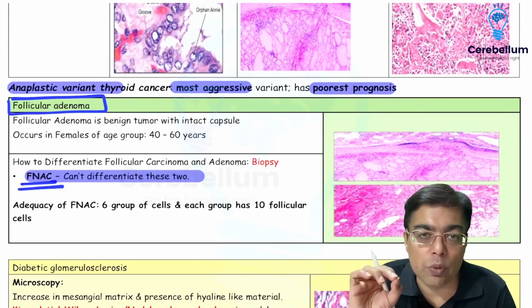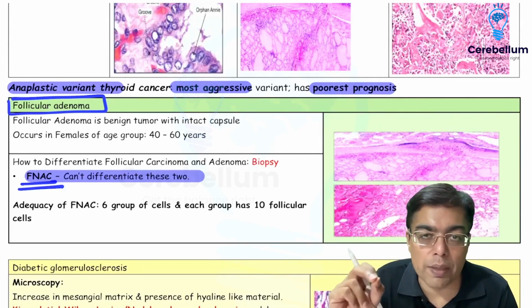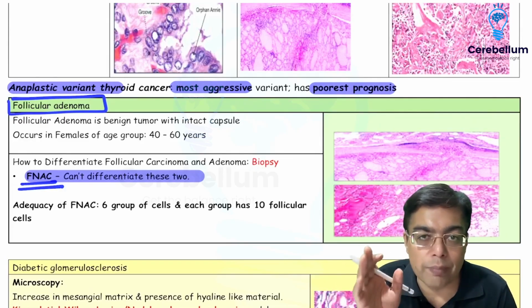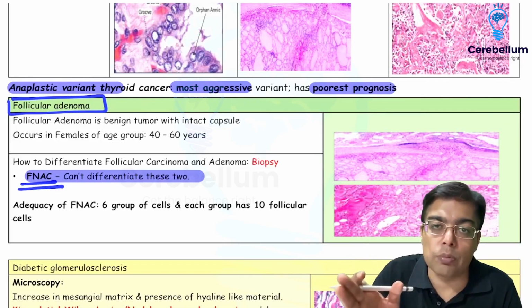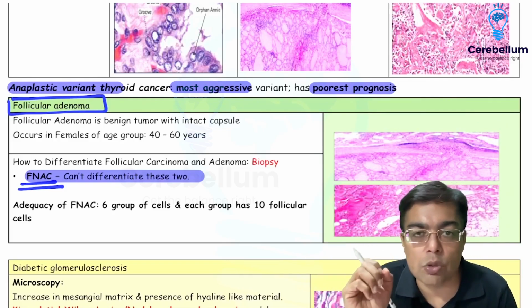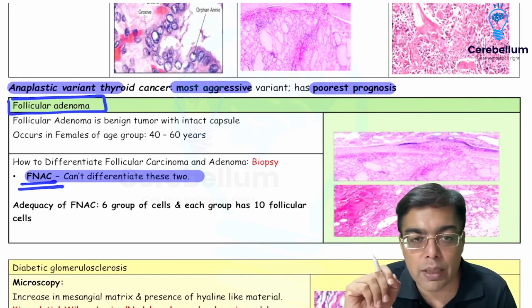One of the ways by which you can confirm the diagnosis of a follicular carcinoma is that you show the presence of metastasis. The tumor cells are going to spread from the thyroid beyond the capsule. So there is a presence of a capsular invasion or a vascular invasion. That is what is going to confirm the diagnosis.